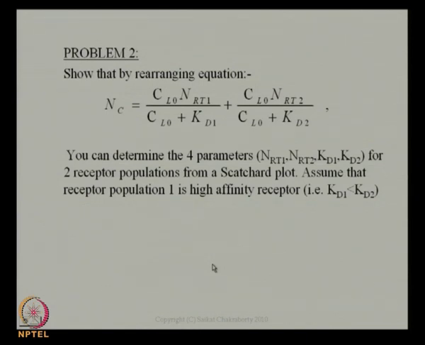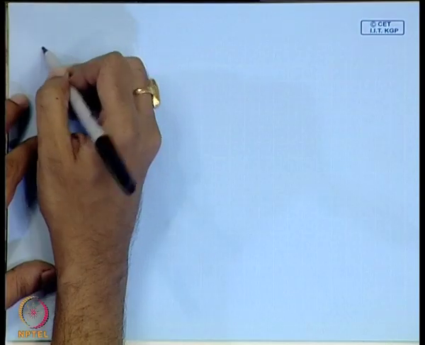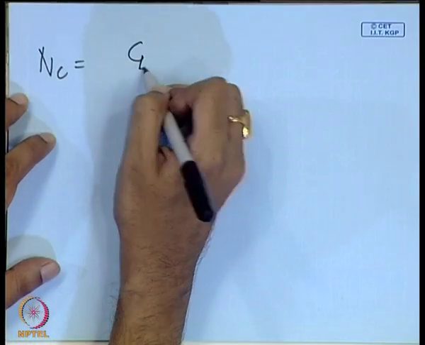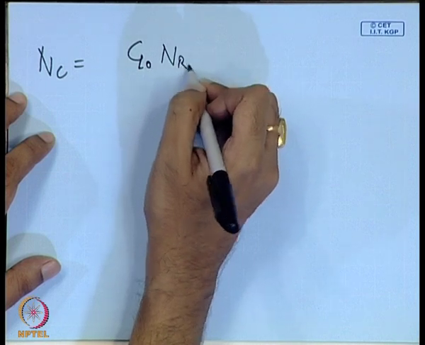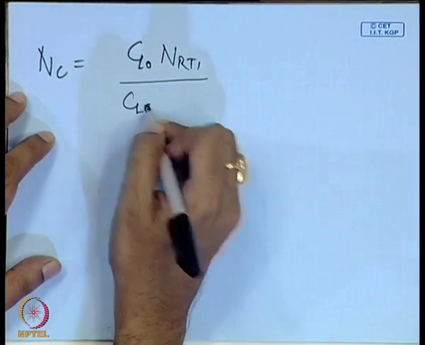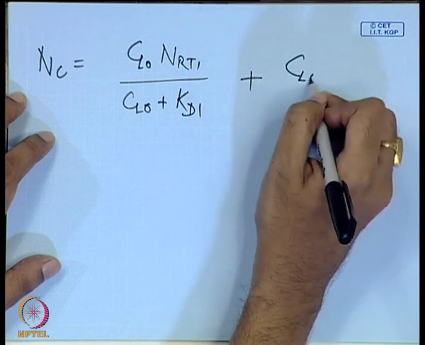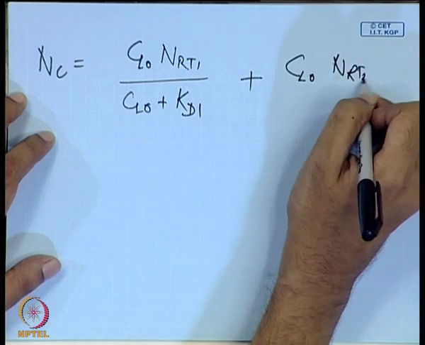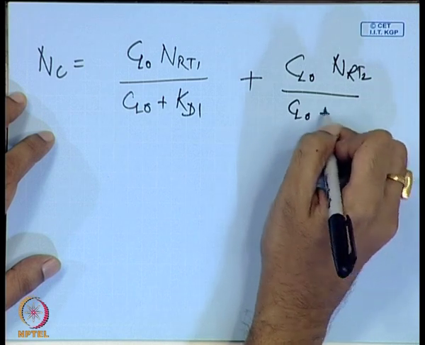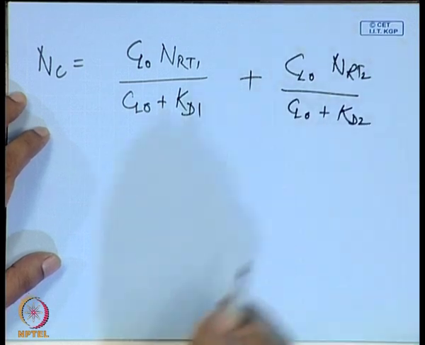So this is the problem that I gave you, and what I asked you to do is that NC equals CL0 nRT1 over CL0 plus KD1 plus CL0 nRT2 over CL0 plus KD2. So let's write this. NC equals CL0 nRT1 over CL0 plus KD1 plus CL0 nRT2 over CL0 plus KD2.